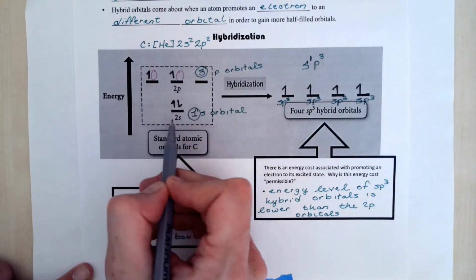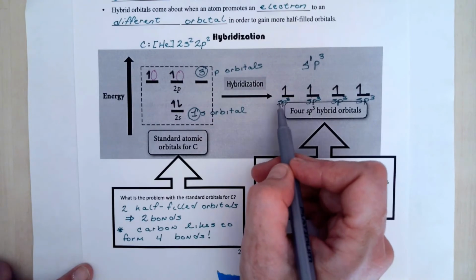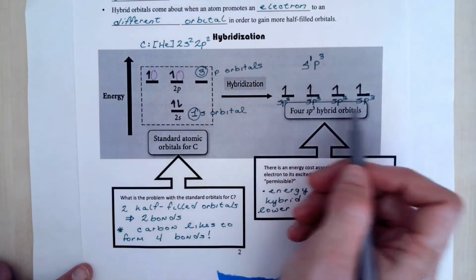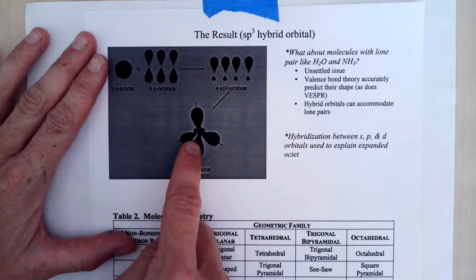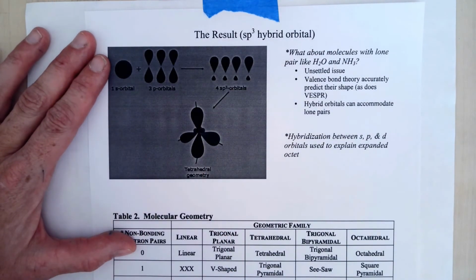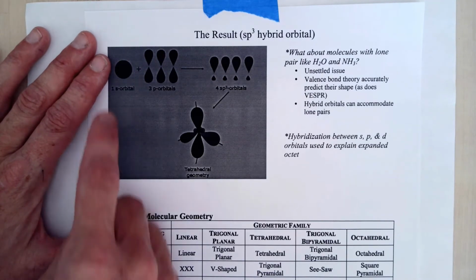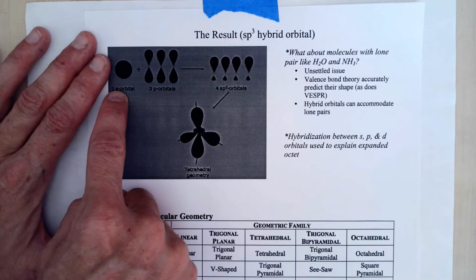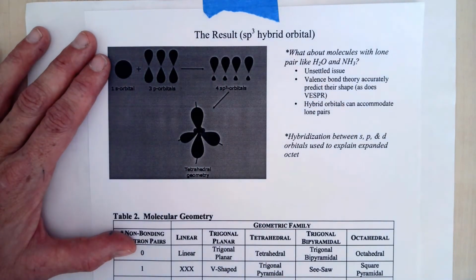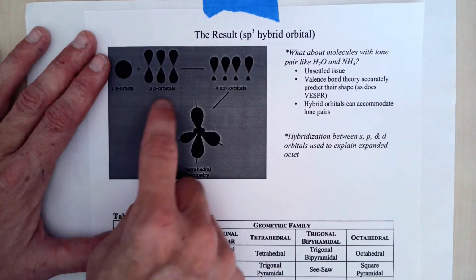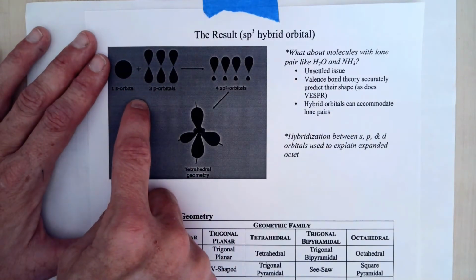Over here we have 4 orbitals, and over here we have 4 sp cubed hybrid orbitals. I do apologize for this dark image here, but it's important. What does the hybrid orbital look like? So we started with one s and three p orbitals. And just like the example of the different breeds of dogs, the hybrid dog is going to look a little bit like both of the parents.